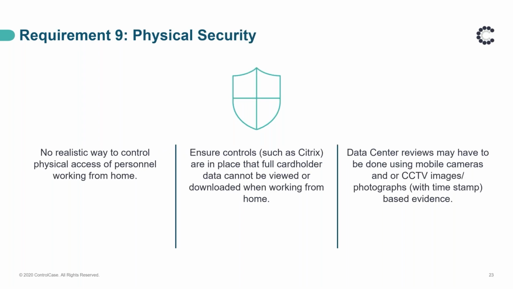Physical security. Obviously, I think we all acknowledge there's no realistic way to control physical access of personnel working from home. So we've got to do the next best thing. Number 1, ensure that no cardholder data can reach an individual working from home. If they're on the phone, cardholder data can be blocked through masking. If you're on the screen, it can be blocked through Xing out the multiple digits, ensuring that technology such as Citrix provides a virtualized environment so data cannot be viewed from working from home.